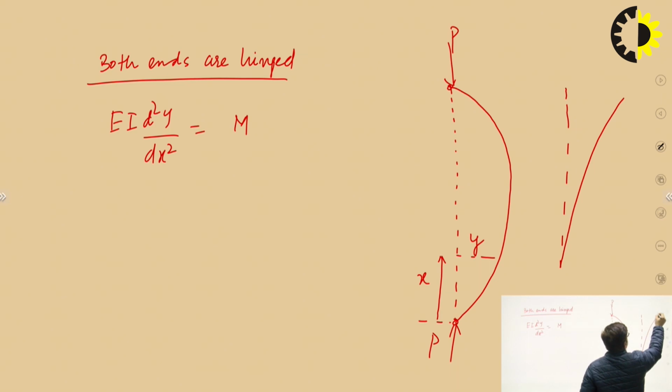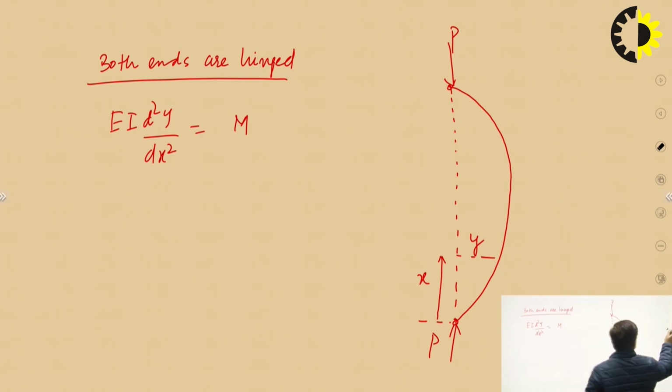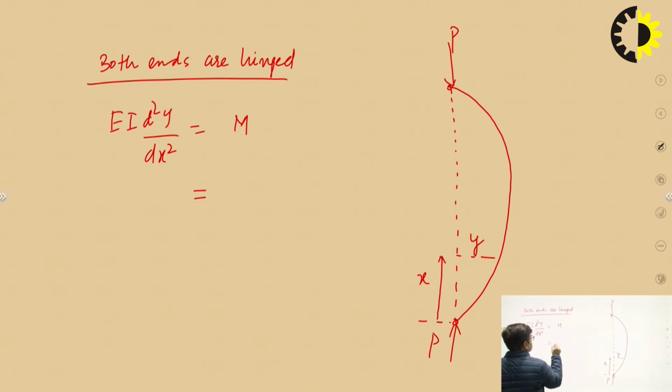If you are applying a load and the column buckles like this, this is the convexity towards the initial center line of the column. Here the bending moment will be considered as positive, and here the bending moment is considered as negative. Now we'll write the value of bending moment here, and that is negative, minus P into y, because there is a concavity towards the initial center line of the member.